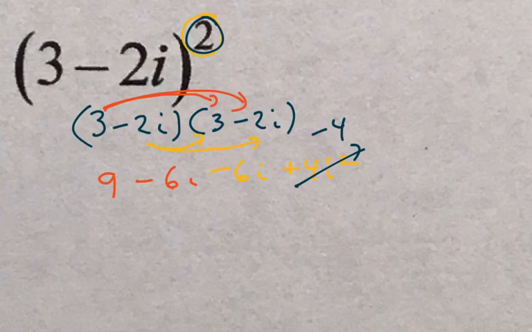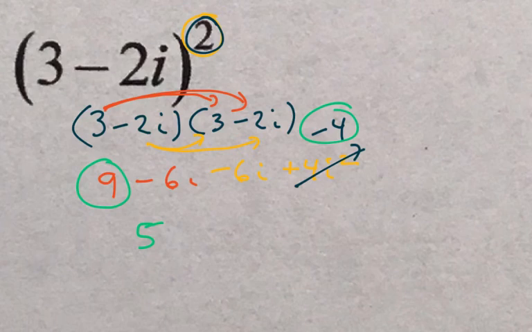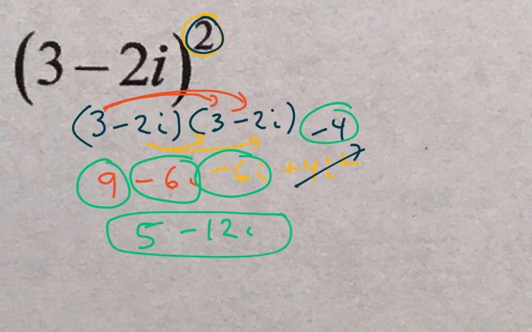Now let's combine like terms. 9 minus 4 is 5. Negative 6i and negative 6i is negative 12i. My final answer is 5 minus 12i.